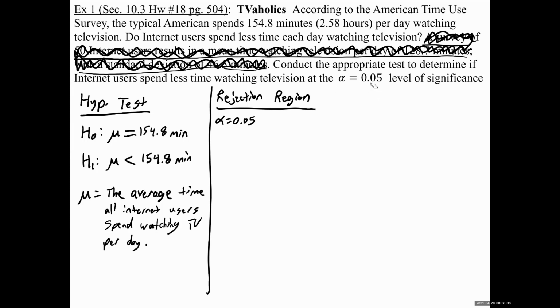And then you're going to write down the degrees of freedom if your problem has degrees of freedom. The only time you're not going to have degrees of freedom is if you're supposed to use the z table. But today we're using the t table. It needs degrees of freedom. The formula is n minus 1. N is our sample size.